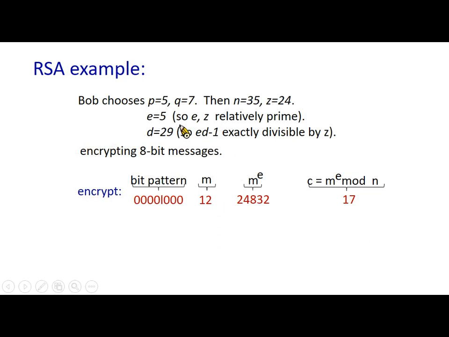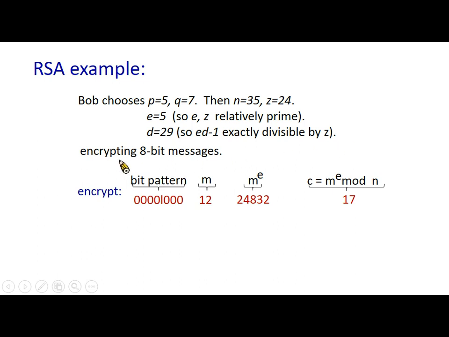For example, Bob chooses p equal 5 and q equal 7. So n is 35 and z is 24. e and z are relatively prime, so e is 5 and d is 29, so ed minus 1 is exactly divisible by z.